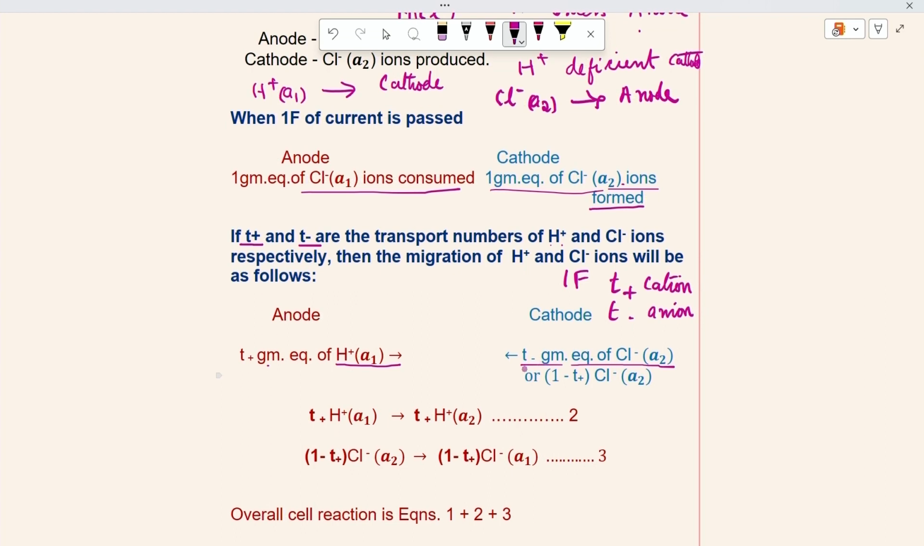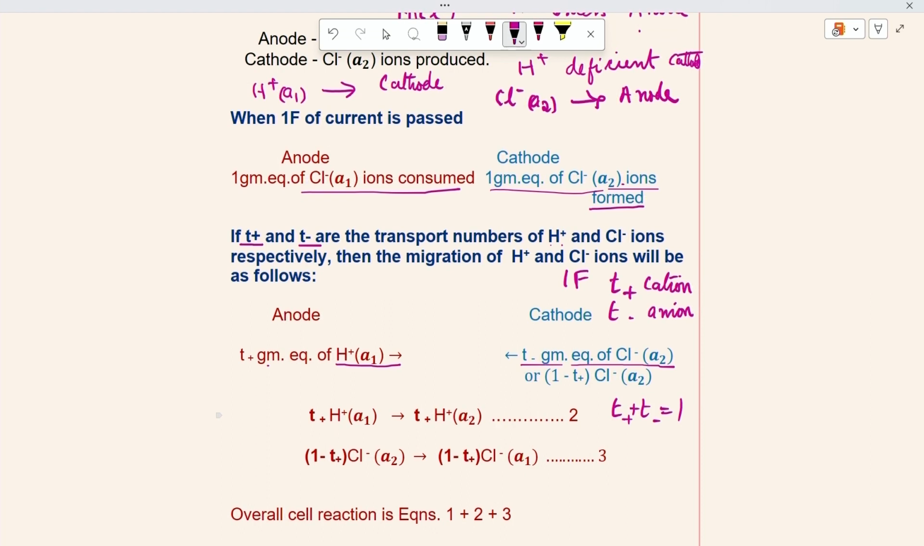And instead of T minus, I can put it as 1 minus T plus, because we know that T plus plus T minus is equal to 1. Okay, so that is being written here.